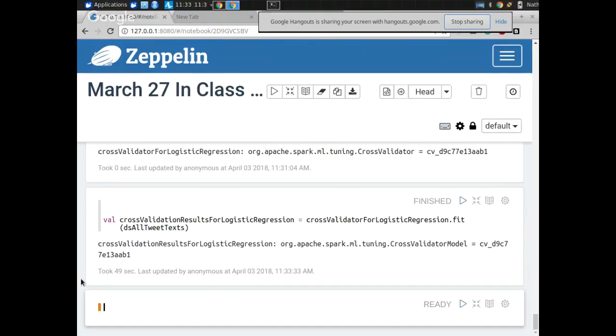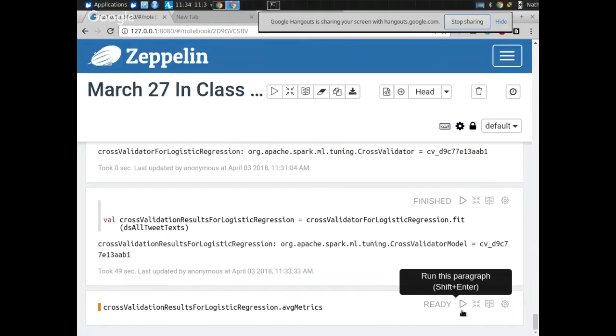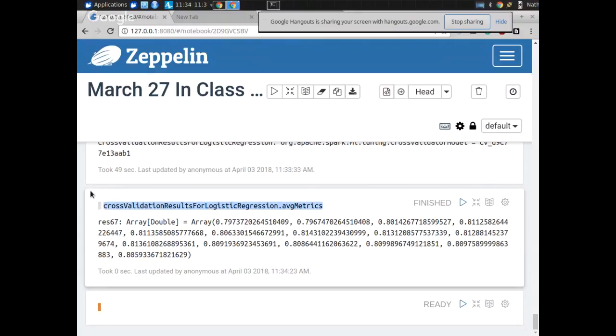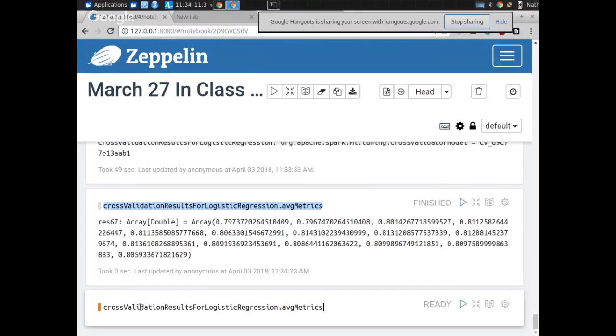Okay, so we've just gotten our results. Let's go take a look at the quality of the results. Okay, I'm going to say cross-validation results for logistic regression dot average metrics, okay? Average metrics. Here we go. Boom. Okay, whoa. Okay, now what is this? What thing lies before us? What do you think each of those numbers means? Well, let's take a look at their size, right? 15, what do you think each of those mean?